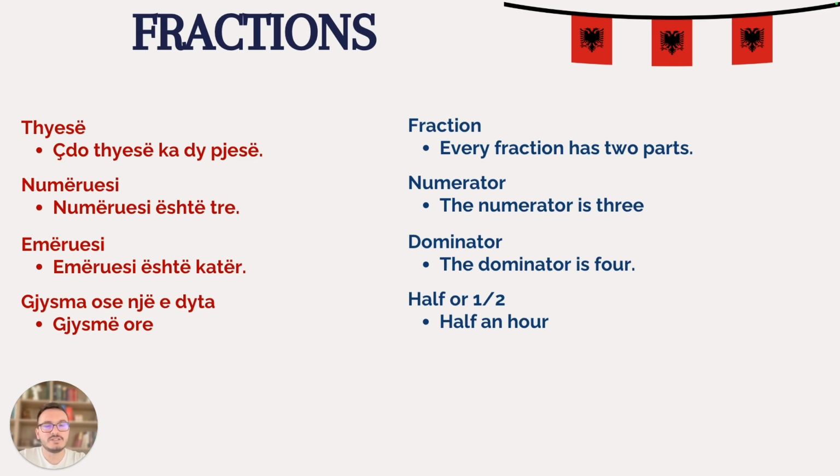Gjysma ose 1/2. Okay, half or 1/2. We use 1/2 when we see this symbol here, instead of saying half in mathematical equations. So gjysmë ore, for example, half an hour. You can also say 1/2 e 1 ore if you're in a mathematical equation. Or you can just say gjysmë ore.